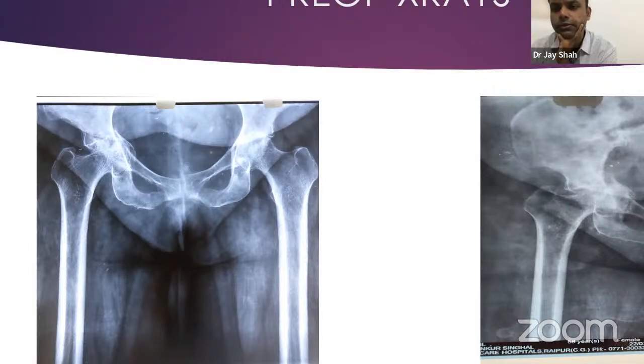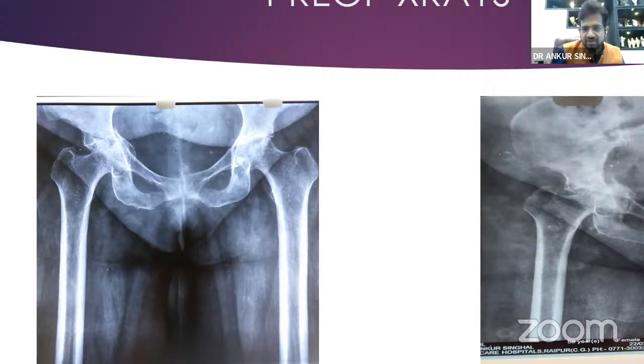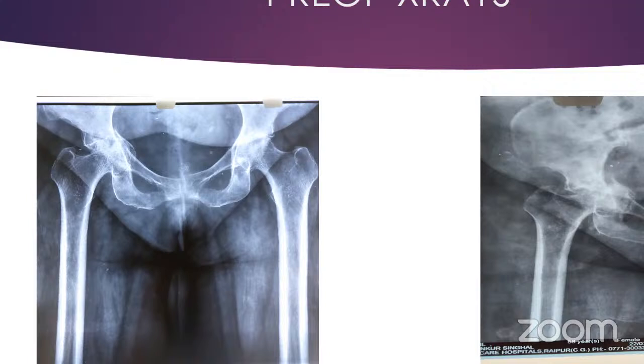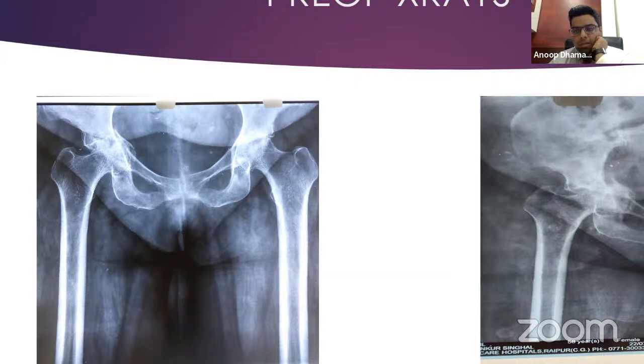How old is this patient? Sir, when she came to me, she was 58 years old, and she was already bedridden. There was a history of trivial trauma, not a frank trauma. She was just turning on her side and was not able to walk. This is a divergent protrusio, if I may say so. Even if we have a cup in, it has a tendency to go in. That's one thing that comes out after seeing this X-ray.